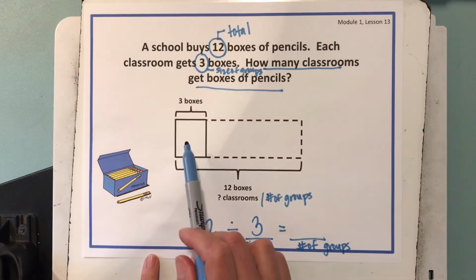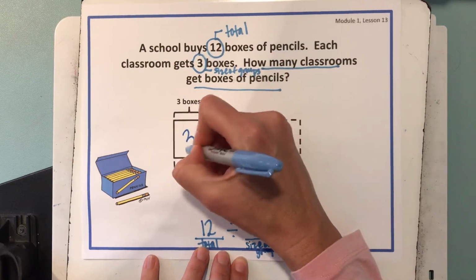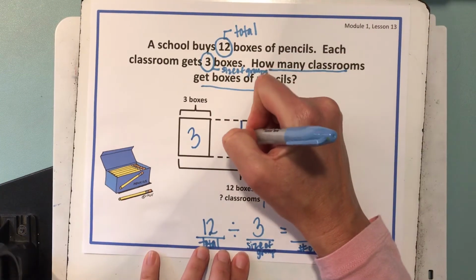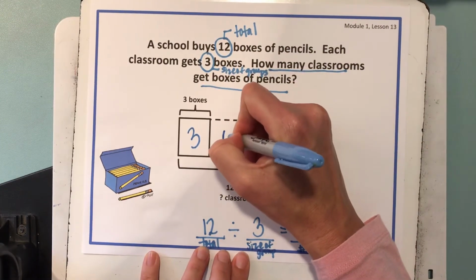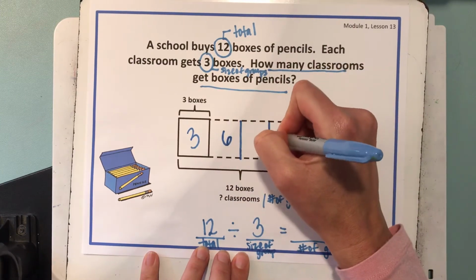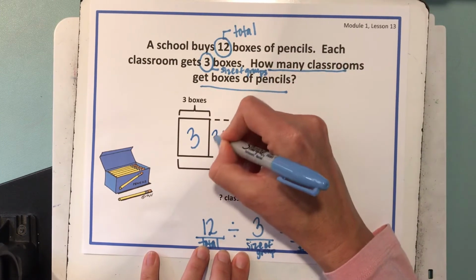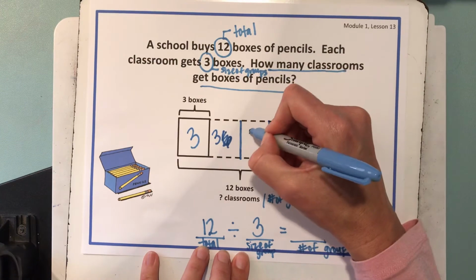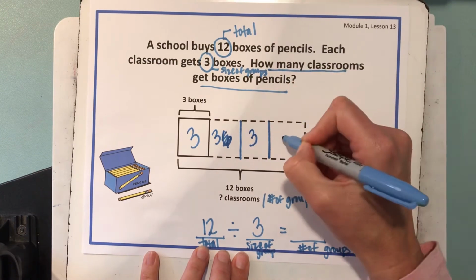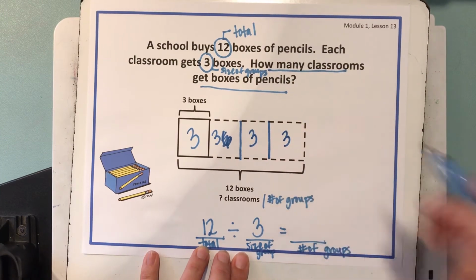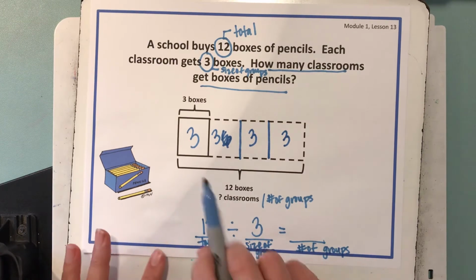Okay, so we're going to start with 3, and then I'm going to add another box. Oops, I shouldn't put 6 there. I'm going to put 3. 6, 9, 12. There we go. That was pretty easy, right?